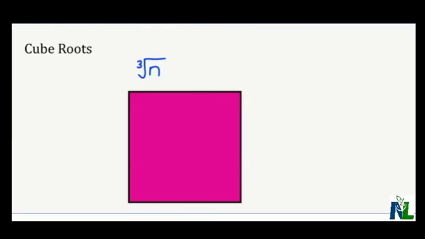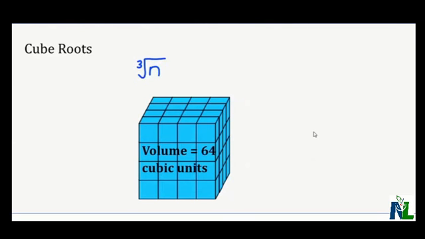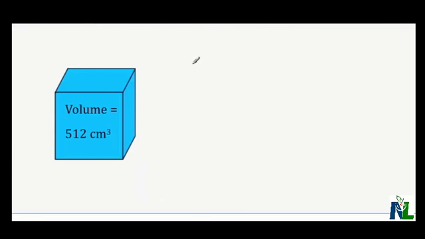Now let us look at the following cube that has a volume of 64 cubic units. Now the side length of this will be 4 because 4 times 4 times 4 is 64. And so we write that the cube root of 64 is equal to 4. Now any whole number that can be represented as the volume of a cube with a whole number edge length is a perfect cube.